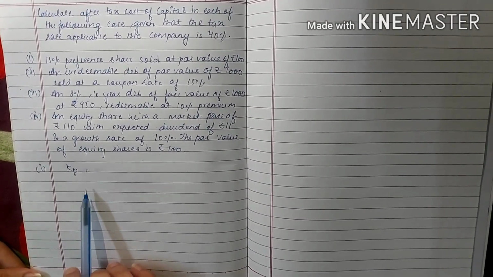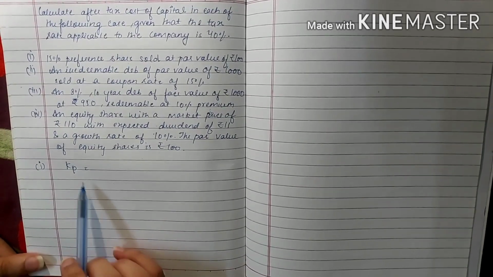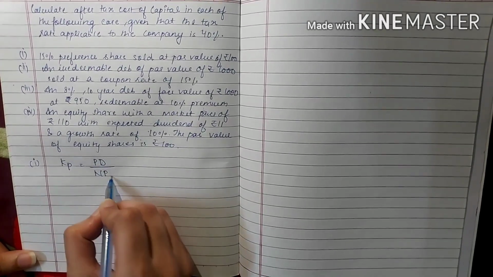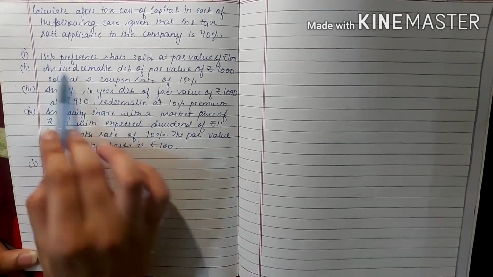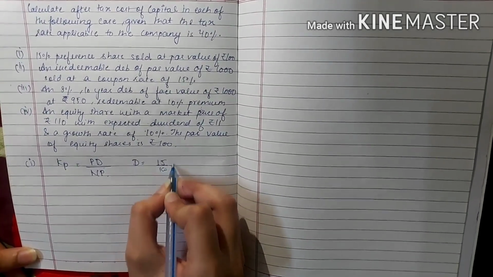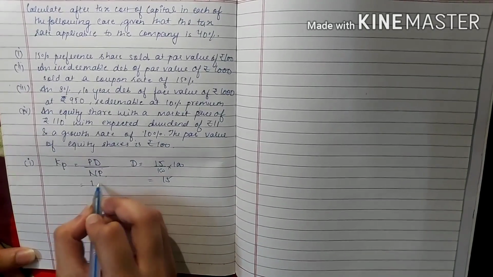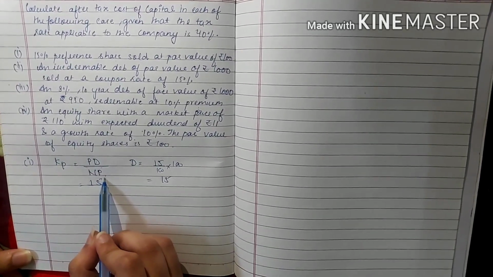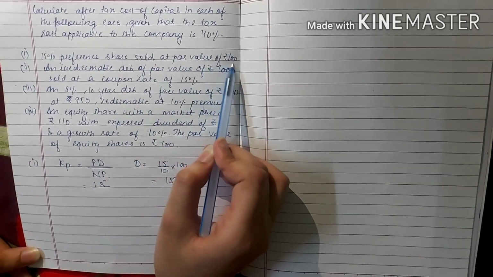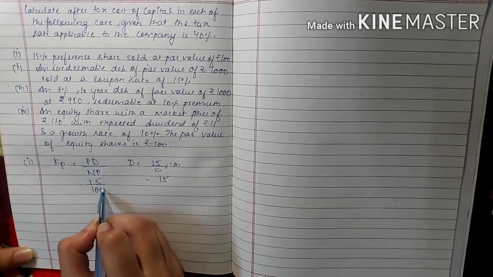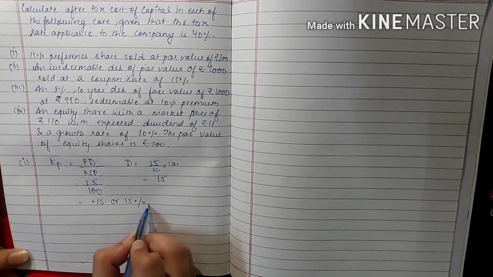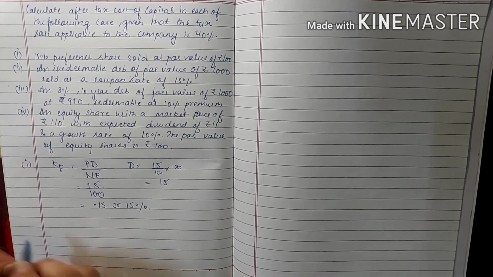Here we have to find the cost of preference share. So the formula is KP equals preference dividend upon net proceed. Preference dividend is 15% of 100, that is 15. And the value of NP will be equal to 100, since it is said that shares are sold at a par value of rupees 100. So net proceed is 100. So 15 by 100 is 0.15 or 15%. So this is the cost of preference share.